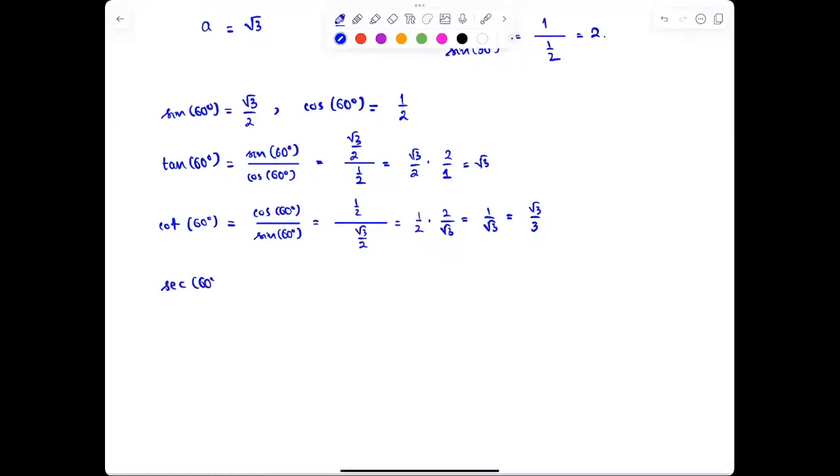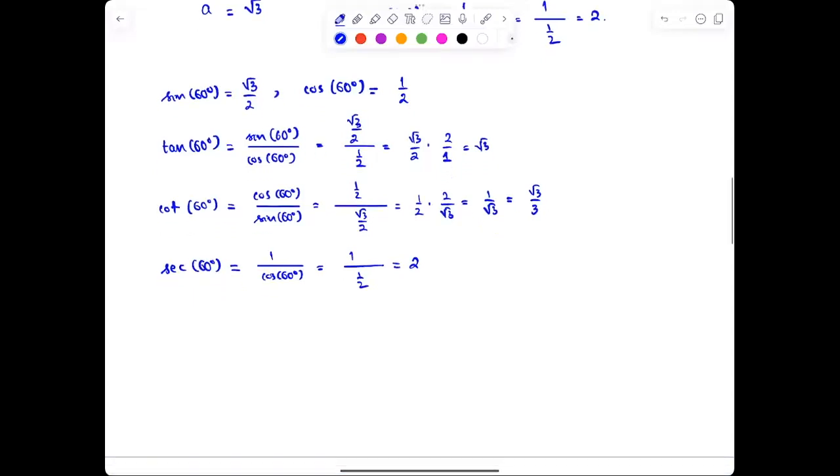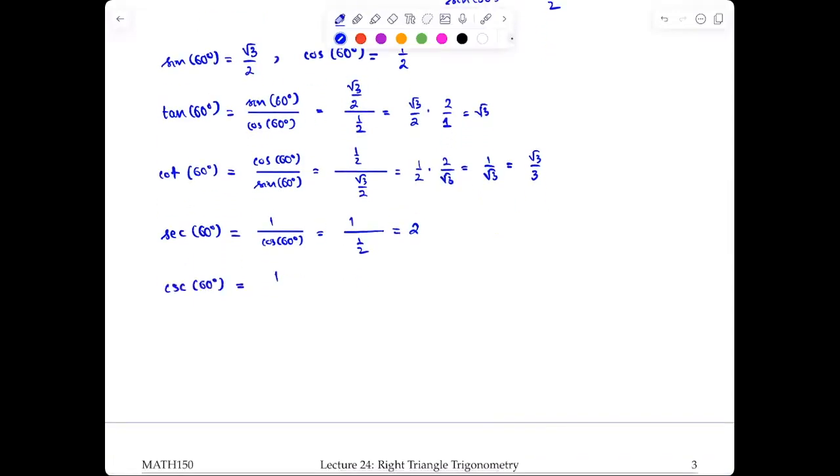Secant of 60 degree is 1 over cosine of 60 degree. Well, this is 1 over 1/2, or 2. And cosecant of 60 degree angle is 1 over sine of 60, or 1 over root 3 over 2, or 2 over root 3, or 2 times root 3 over 3. Yes. And you radicalize the results by multiplying and dividing by the square root of 3. Good. Any questions? Questions? Questions? Good.